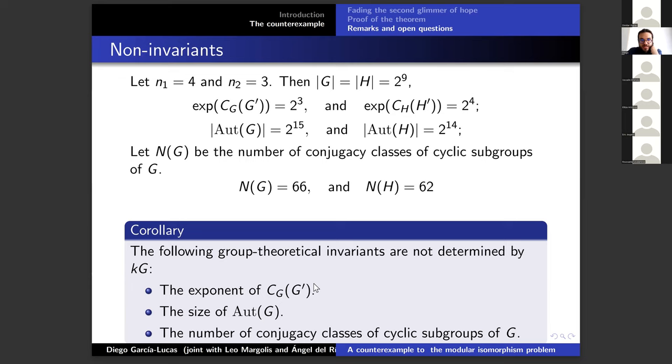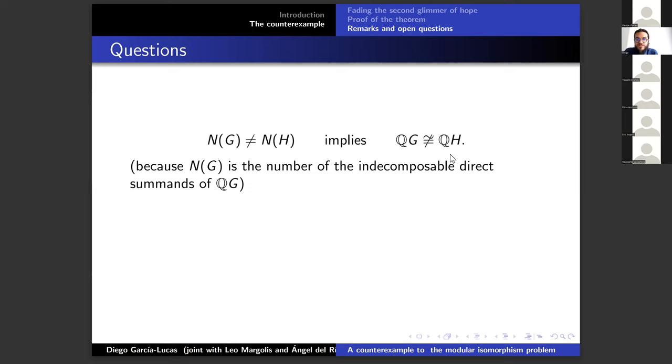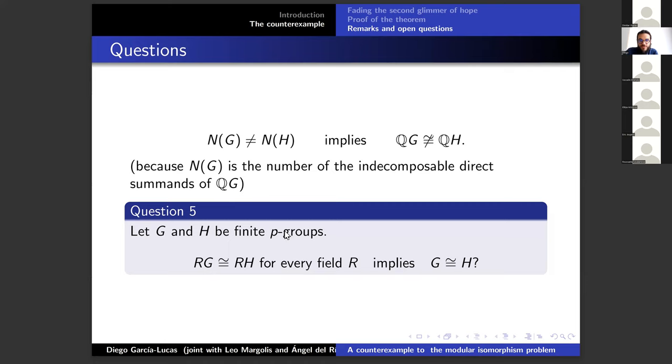There are some other invariants in this situation. For example, the number of conjugacy classes of subgroups, not necessarily cyclic, is also different, but we are not especially interested in that. From the fact that NG and NH are different, we obtain that the group algebras of G and H over the rational field are non-isomorphic, since the number of conjugacy classes of cyclic subgroups coincides with the number of decomposable direct summands of the group algebra over the rational field. Hence, the isomorphism problem for all fields, as I mentioned before, restricted to these groups, is still open, since our groups are not counterexamples.